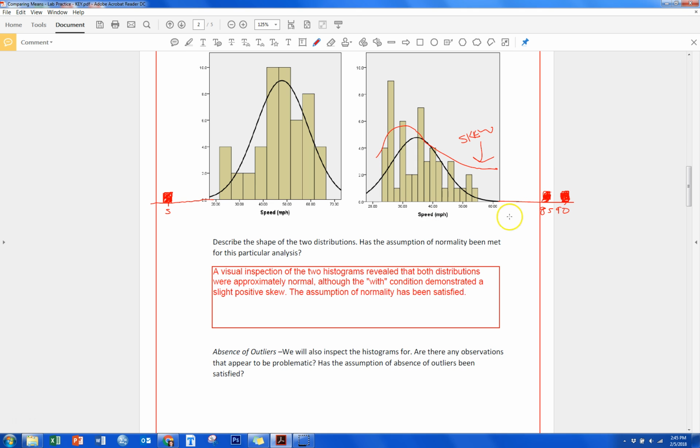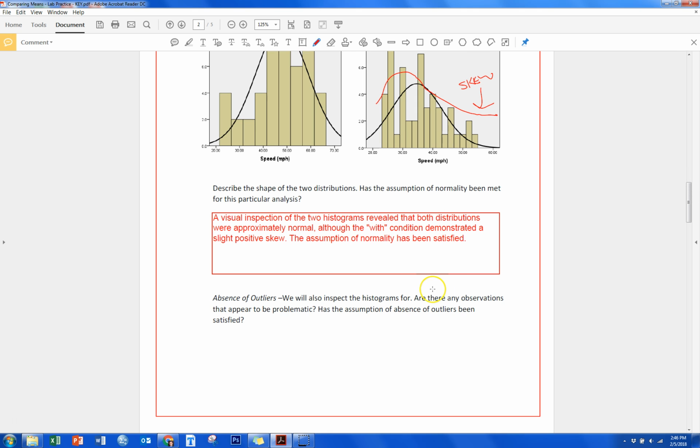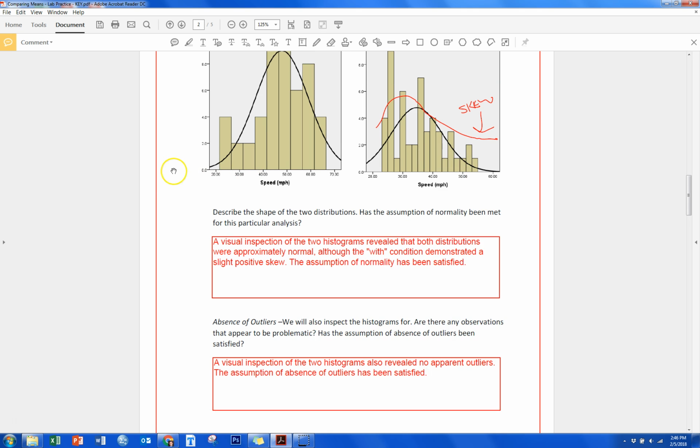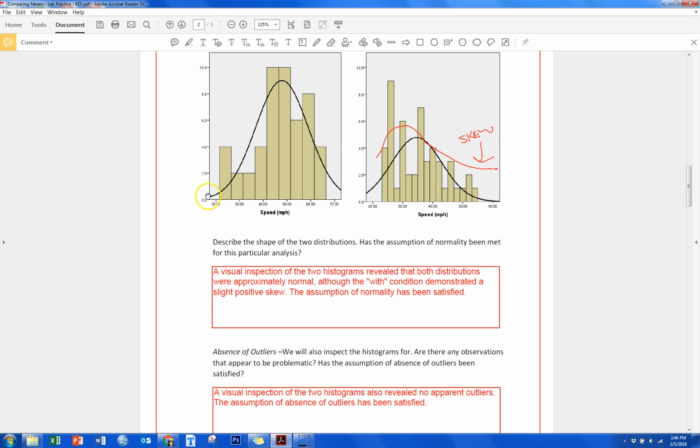Causes issues. So we're taking a look for those. We don't see that, so we'll go ahead and delete all this. There we go. So we're okay as far as outliers go. All right. So we can again say a visual inspection of the two histograms also revealed no apparent outliers. The assumption of absence of outliers has been satisfied. Okay, so I just wanted to draw in what that would look like so you'll have a trained eye for the future.